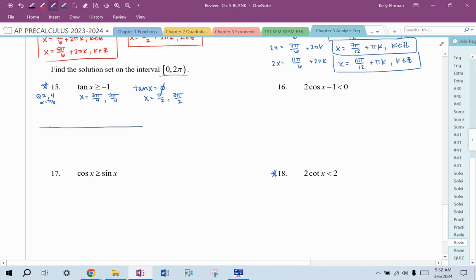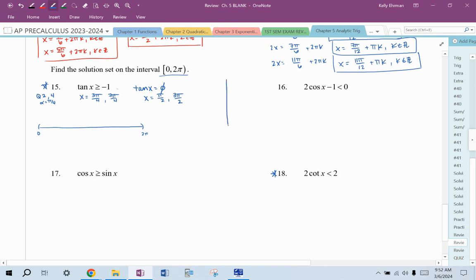Now, like I said before, besides just a number line, I like to use the unit circle. You could just use a unit circle. You could just use a number line. You've got to have something to show that you're testing intervals and you're not just wildly guessing what the answers should fall between. All right, so what do I mean by that?